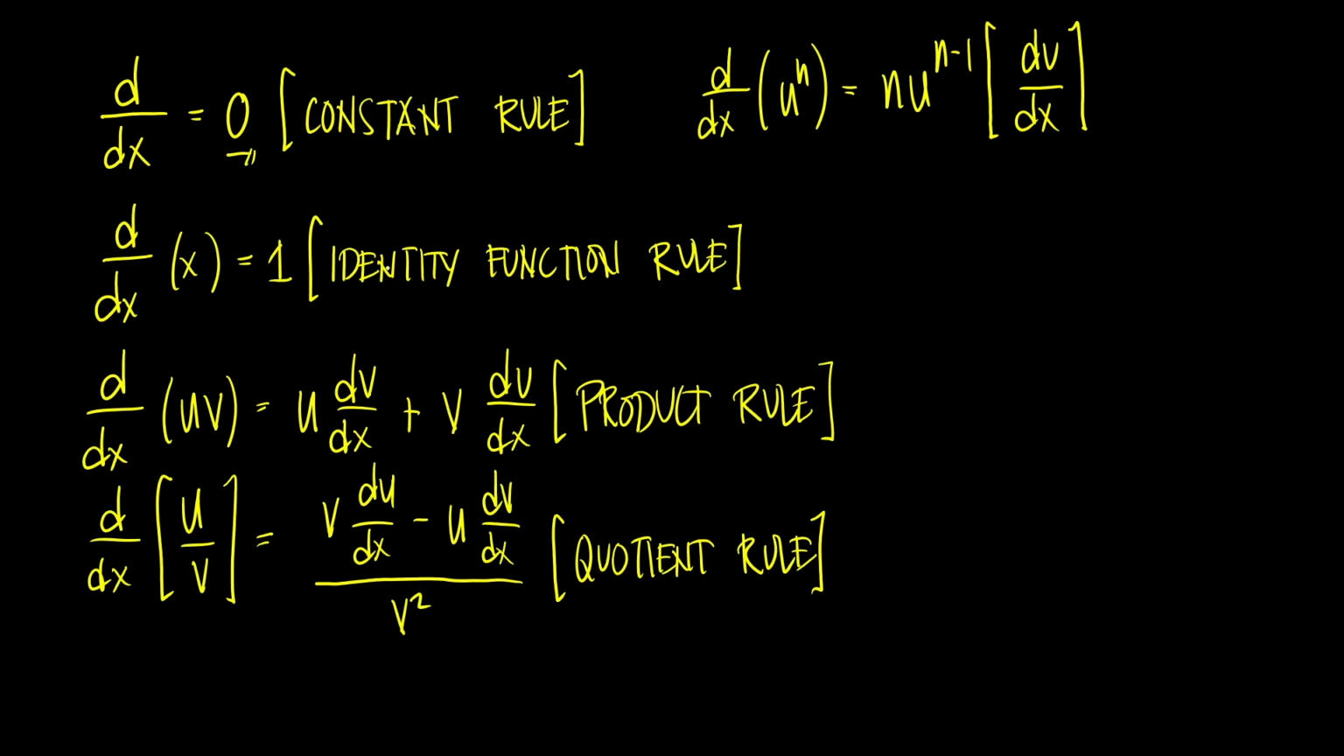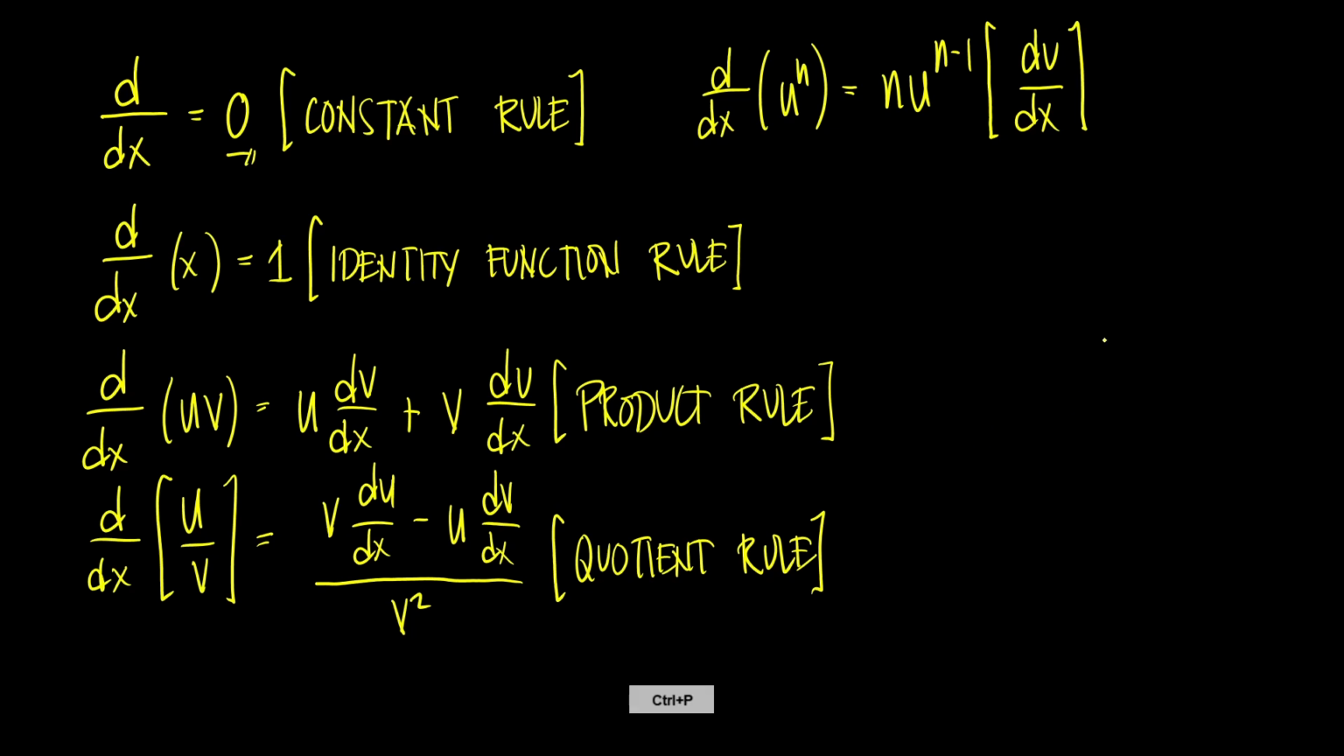So the identity function rule is, if we have a variable, like x or y or z, that doesn't have any exponent, so it has 1 here, then this would instantly become just 1. Okay.